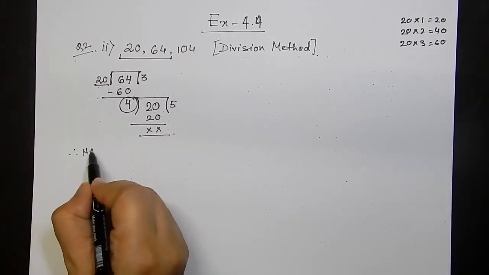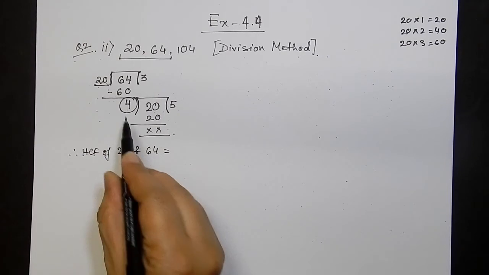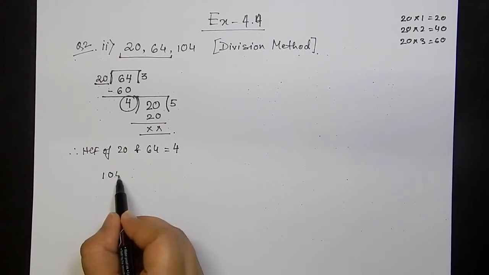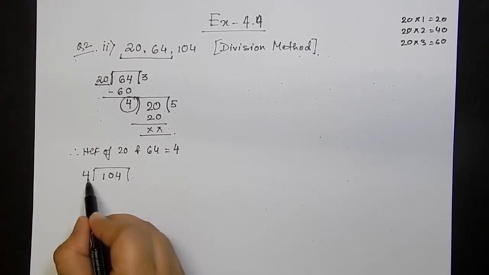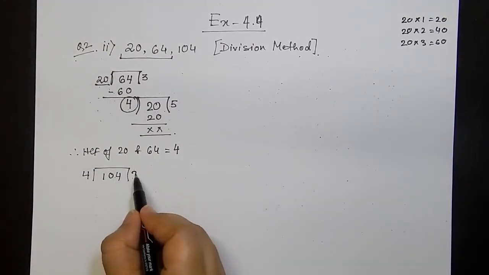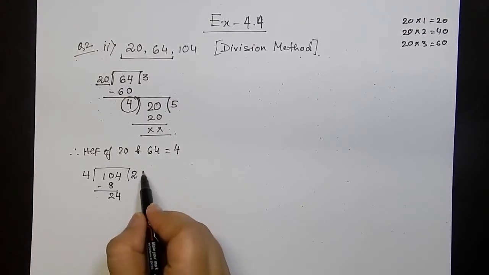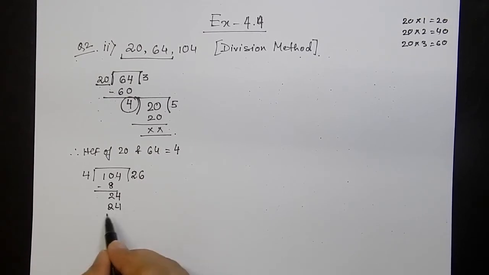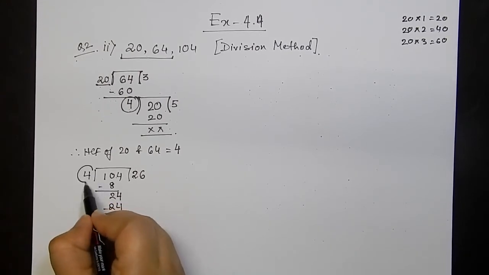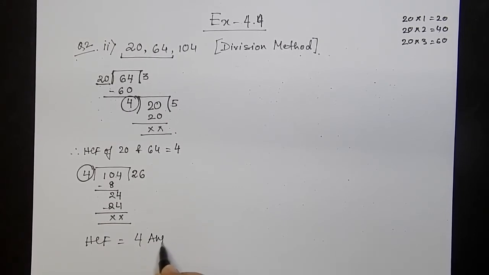So therefore HCF of 20 and 64 is equals to what? 4. Now what I am going to do is I am going to divide the third number with this HCF in this method until and unless we get a 0 remainder. So 4 2s are 8, 24 and 4 6s are 24. So I get a 0 remainder. So the last divisor is 4. So here also then the HCF is equals to 4. This is my answer.